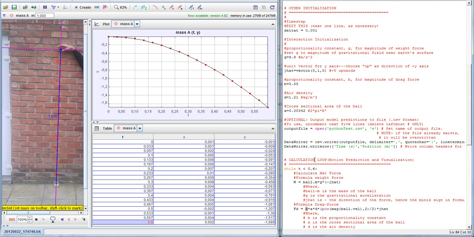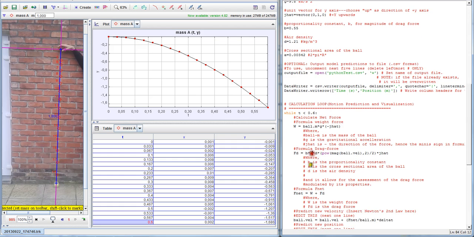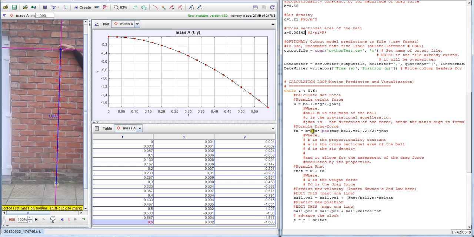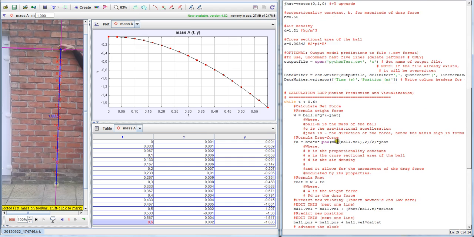The proportionality constant of a ball, which is 0.55 for a new tennis ball, times the cross-sectional area of the ball, calculated as 2 times pi times its radius squared, which is a value of 0.00342 meters squared, times the air density, which is 1.21 kilograms per meter cubed, times the velocity of the ball to the power 2, divided by 2, times j hat in the plus y direction.